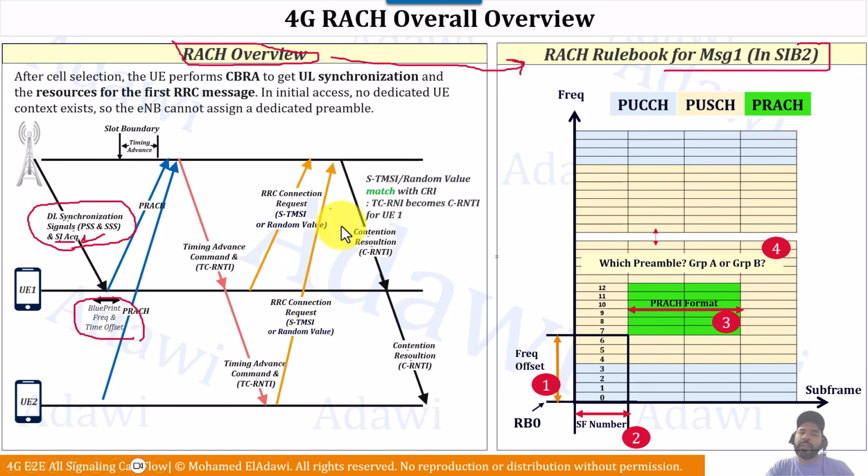If it matches whatever exists within the MAC contention resolution message, which is the CRAI, called contention resolution identity, so if the identity shared in this message matches what was sent before within the RRC connection request, the identity in the RRC connection request, this means that message 3 was successful. For example, UE1 is the winner and his message is successful, and now his temporary assigned RNTI becomes permanent, something called CRNTI.